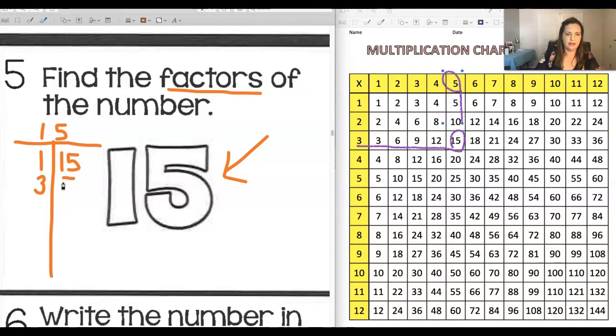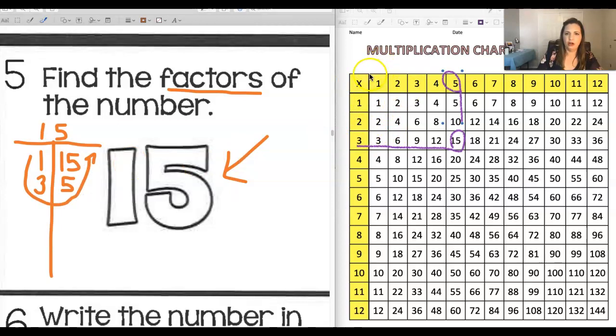3 times 5. Let's see if 4 will go in it. 4, 8, 12, 16, too much. 4 won't go in it. And then I'm back to 5, but I already have 5 on this side. So once you get back to a number you already have, you know you can stop. So these are the factors: 1, 3, 5, and 15.